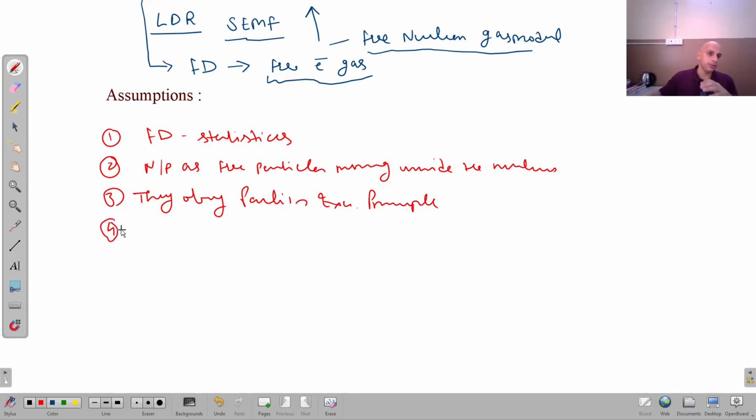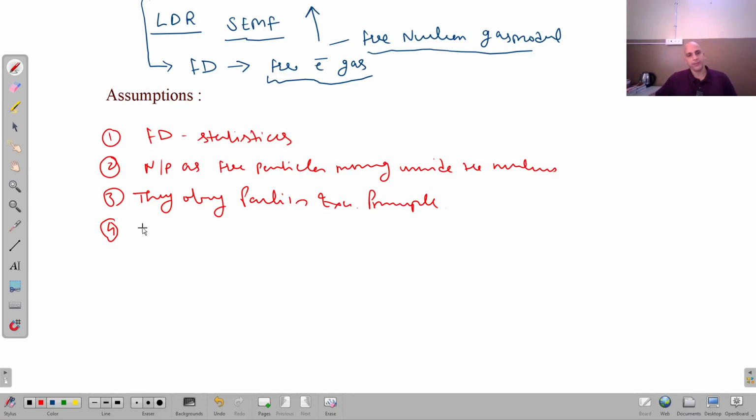Now the next assumption is very important. According to this, both neutron and proton have their own potential wells, right? We know very well they have different properties, like the protons have charge but the neutrons don't have charge. So protons repel each other, but neutrons don't repel each other. They only attract each other because of the nuclear force.